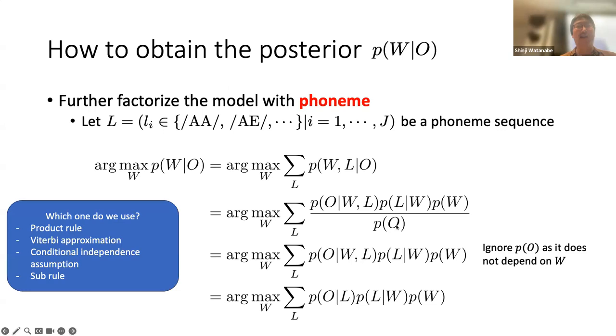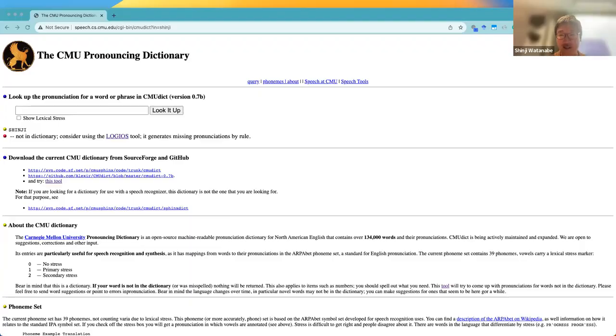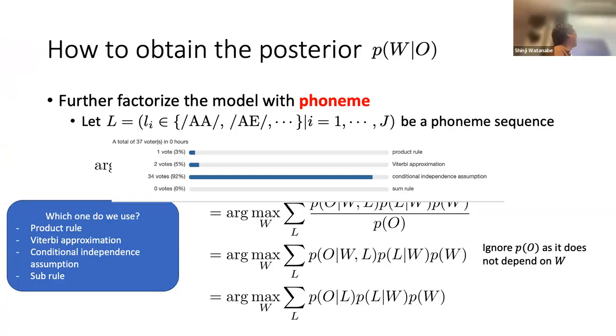And the last one is also a question. From the third line to the fourth line, which one did we use? This one is the same, this one is the same, this one is different, right? What rule do we use? Many people gave the correct answer. Yes, this is the conditional independence assumption.